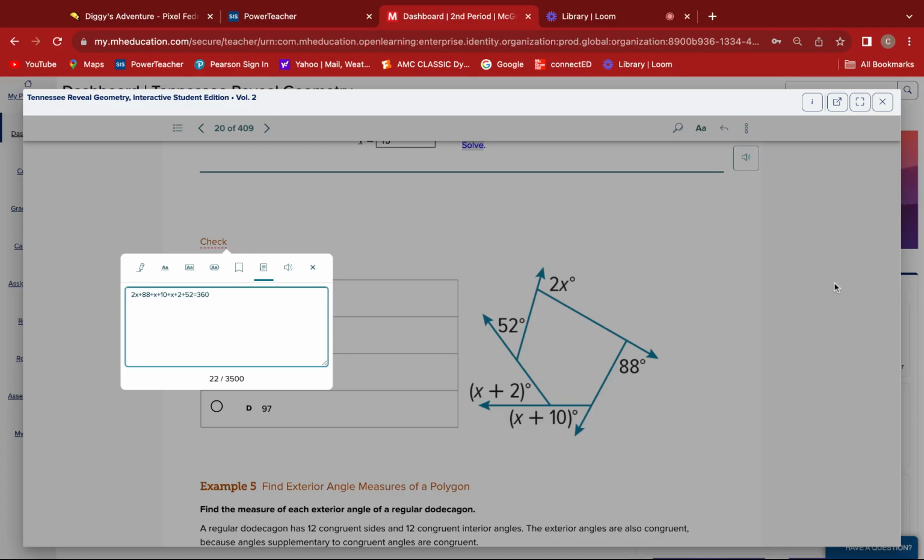All right, like terms. I got a 2x, 1x, and 1x. So 2 plus 1 plus 1 is 4x. All right, now I've got to add up my numbers. 88, 10, 2, and 52. 88 plus 10 plus 2 plus 52 is 152. And again, that equals 360.